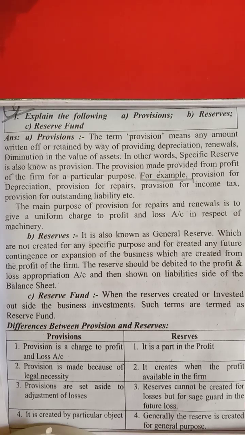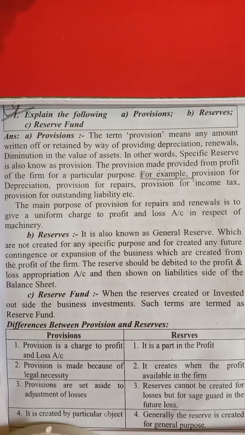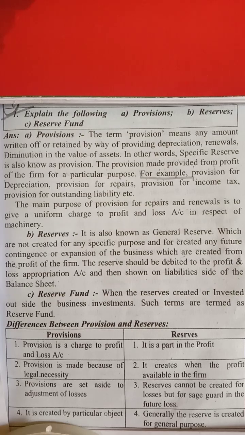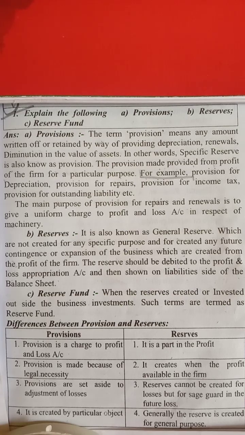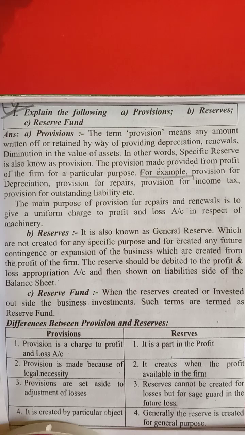Explain the following: provision and reserves fund. So first one, provision. The term provision means any amount written off or retained by way of providing for depreciation, renewals or diminution in the value of the asset. In other words, a specific reserve is also known as a provision. The provision is made from the profit of the firm for a particular purpose.